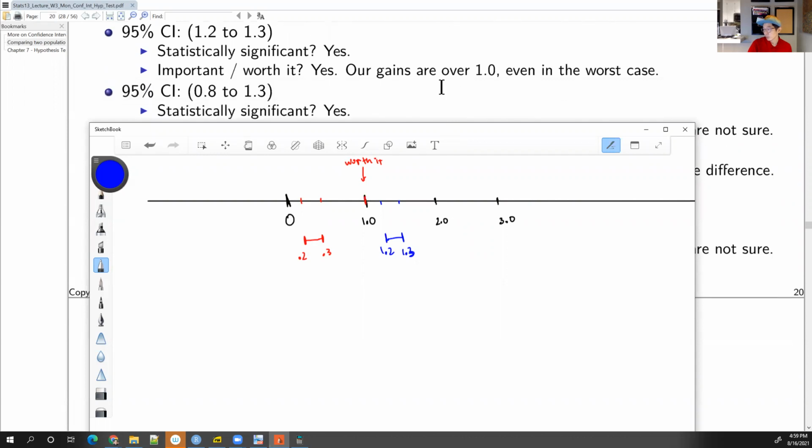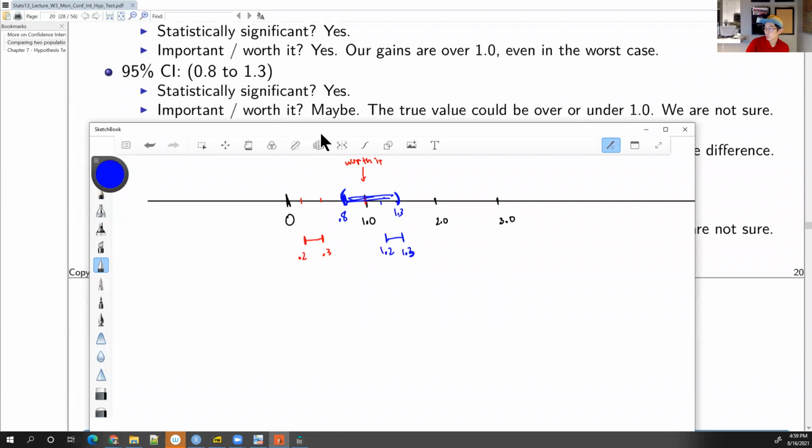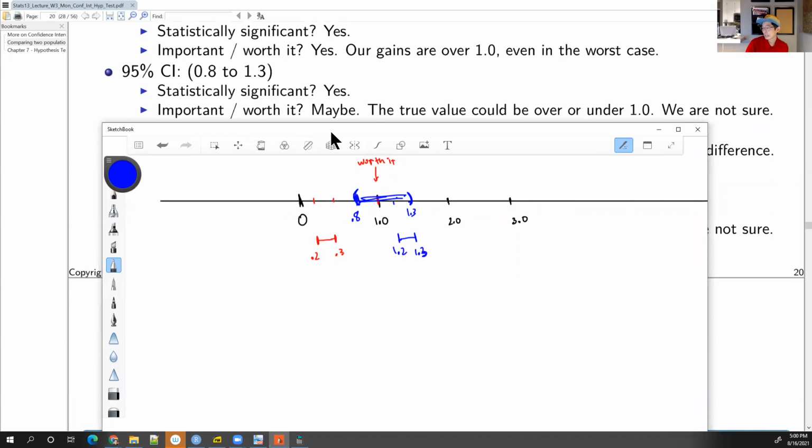Okay? But we could also get something like this, 0.8 to 1.3, right? You could end up getting some interval that goes from 0.8 to 1.3, all right? And so the answer, is this statistically significant? The answer is yes, it's above 0, okay? 0 is not in the interval. Anything where 0 is not in the interval, that difference is going to be statistically significant. But then the answer of, is it important or is it worth it? The answer here is maybe, maybe not, right?